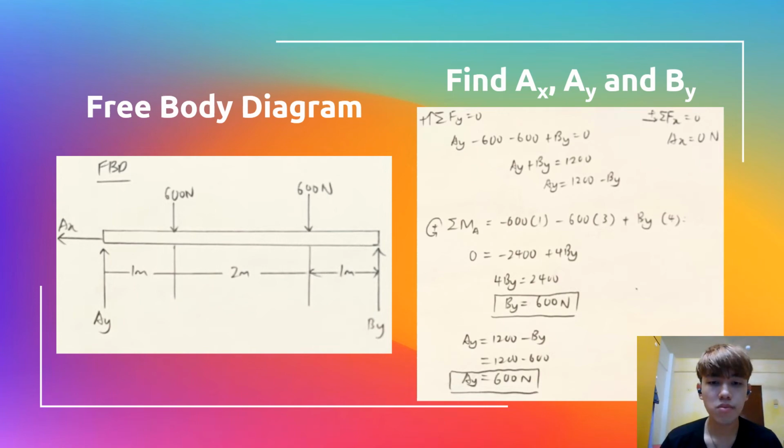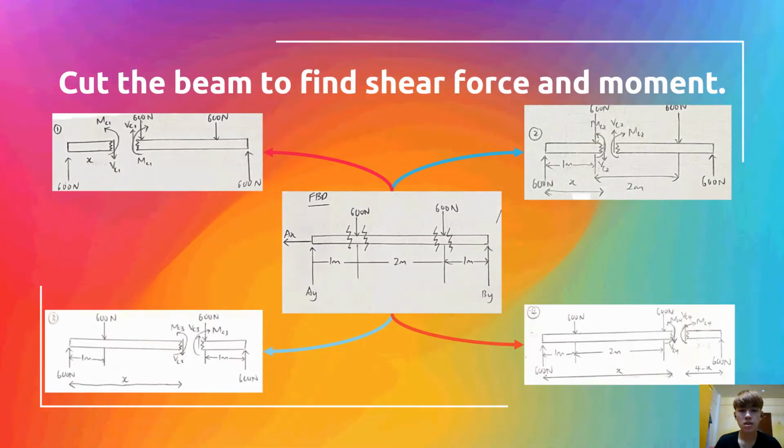The second step is that I did the resultant moment at point A equal to 0. So I managed to find that BY is equal to 600 Newton, and then I substituted BY into the AY formula, and I managed to get AY equal to 600 Newton.